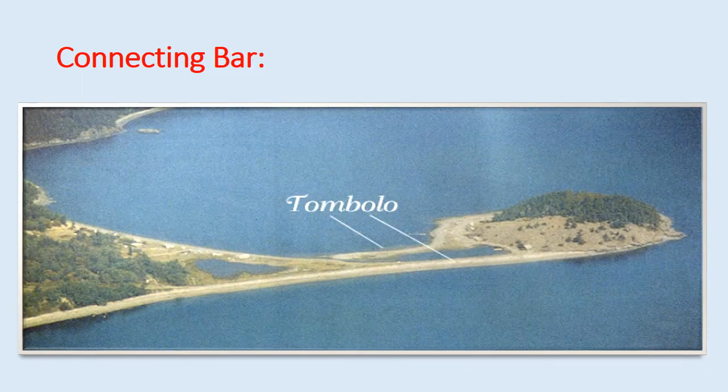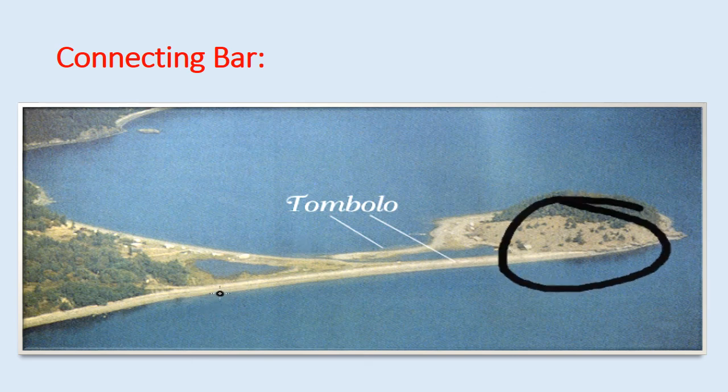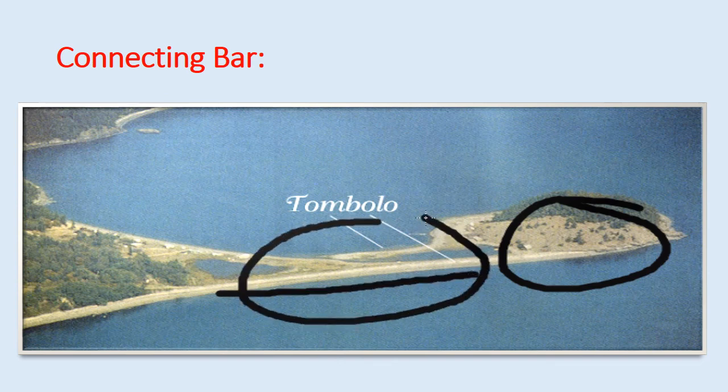Next one is the connecting bar. A connecting bar is nothing but a bridge-like bar. It joins an island. Suppose this is the island and this is a bar, and that bar connects this island. This is known as a connecting bar, just like a connector. It is just like a bridge between the main continent and the island in the shore zone.